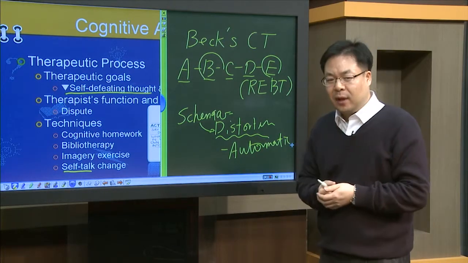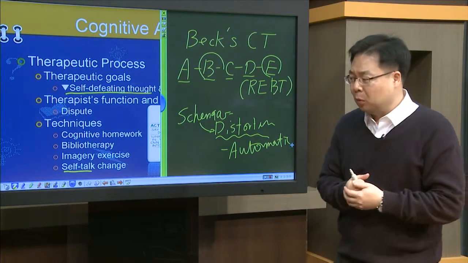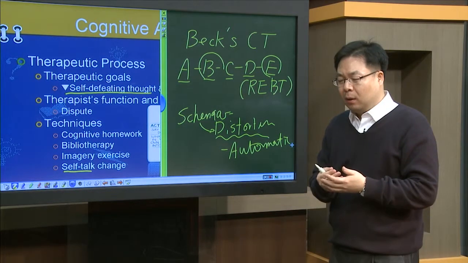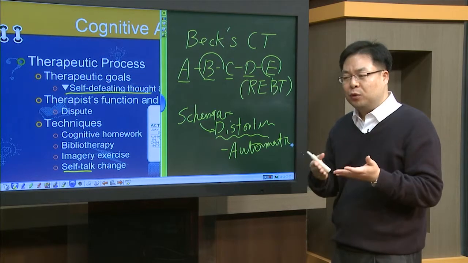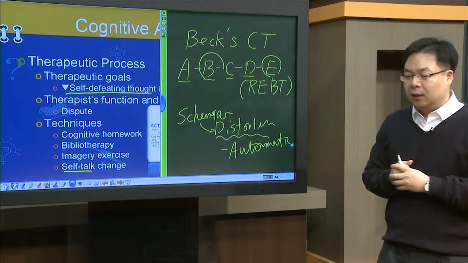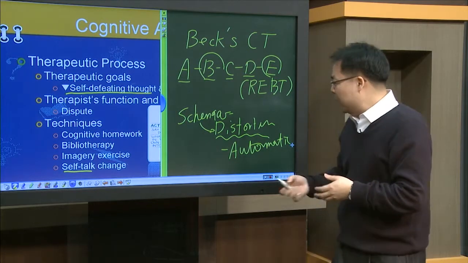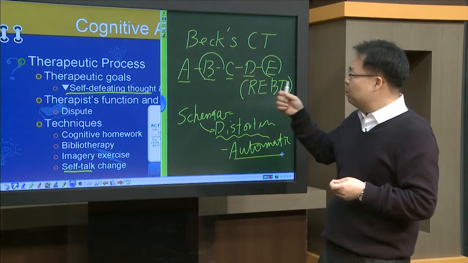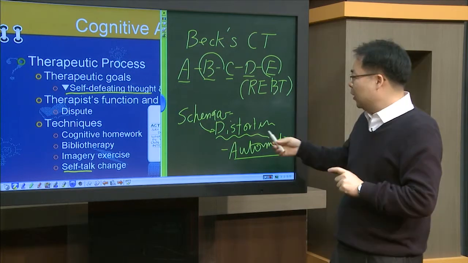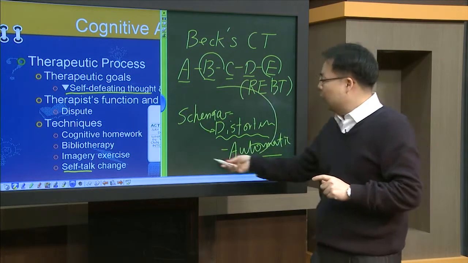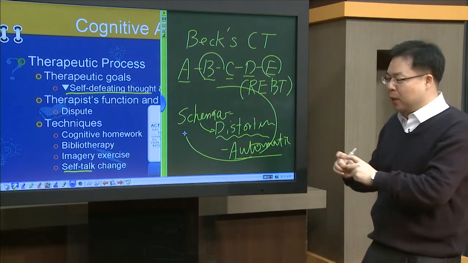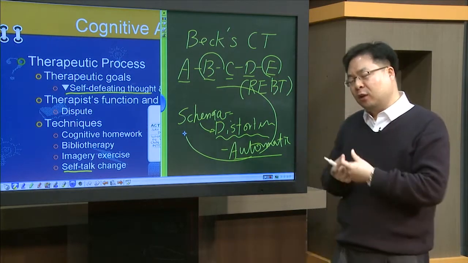For example, if I get a lower grade in quiz number 1, I may overgeneralize that result to the other quizzes, and then, oh, I'm not going to get a good grade over the course. So that is automatic thought. So Beck tries to change this kind of chain by changing the belief.